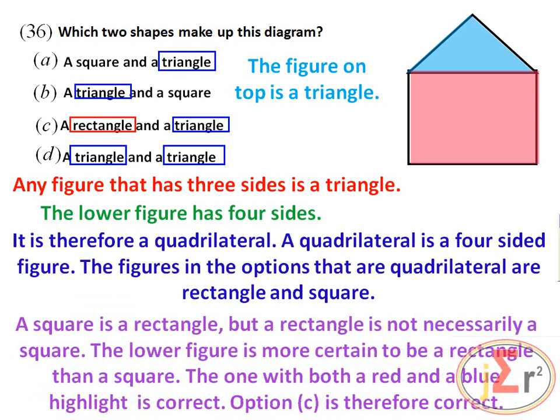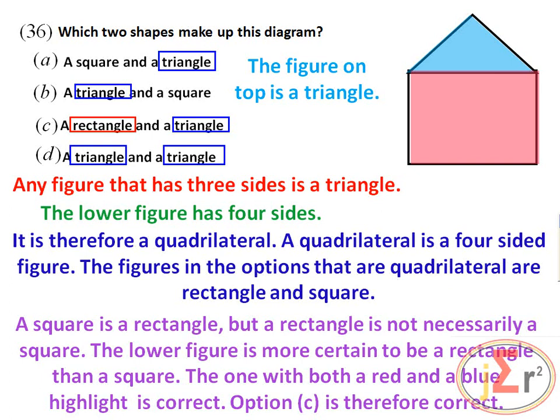A square is a rectangle. So if you see a square and you call it a rectangle, are you correct? Yes. If you see a rectangle and you call it a square, are you correct? No. Not necessarily. So a square is a rectangle, but a rectangle is not necessarily a square. The lower figure is more certain to be a rectangle than a square.